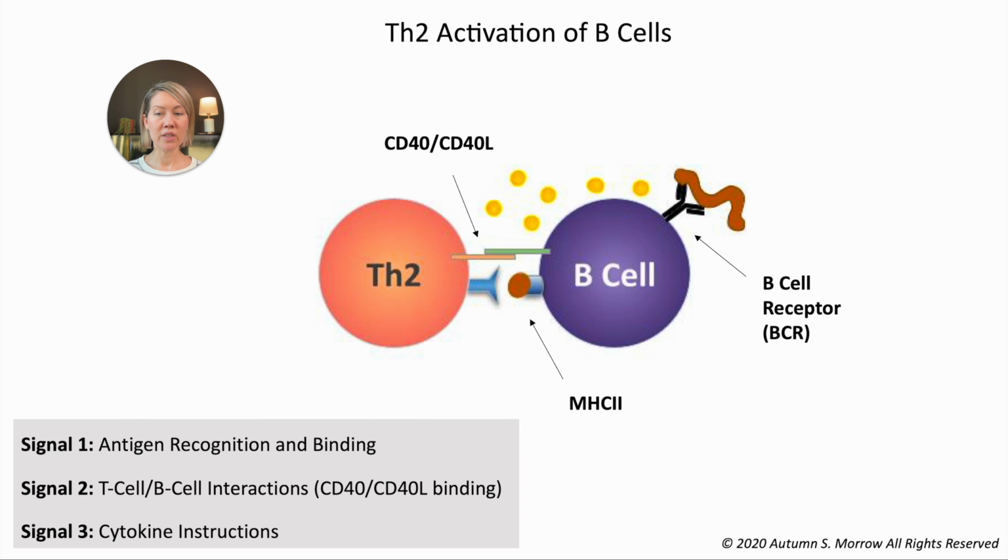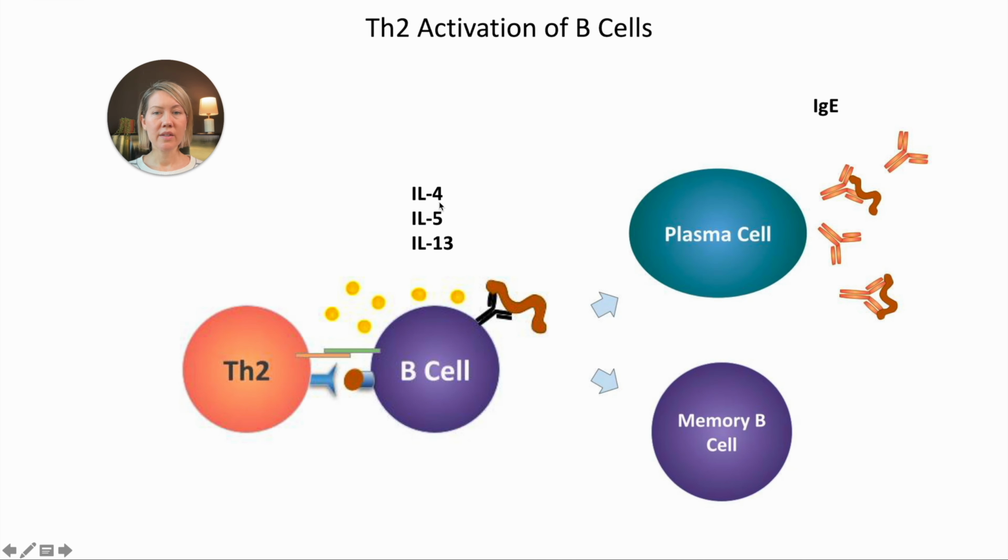The first signal involves antigen recognition and binding. The second signal is the T cell and B cell interactions involving the CD40 and CD40L ligands. And the third signal involves the cytokine instructions, which help to guide the B cell to mature into a plasma cell or memory B cell. The composition of cytokines in the microenvironment help to determine the class switching of immunoglobulins.